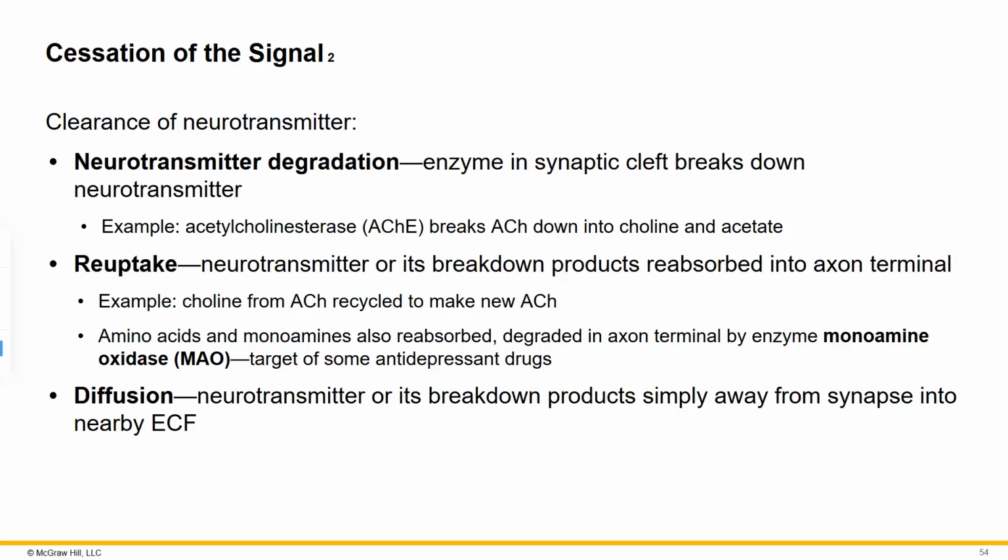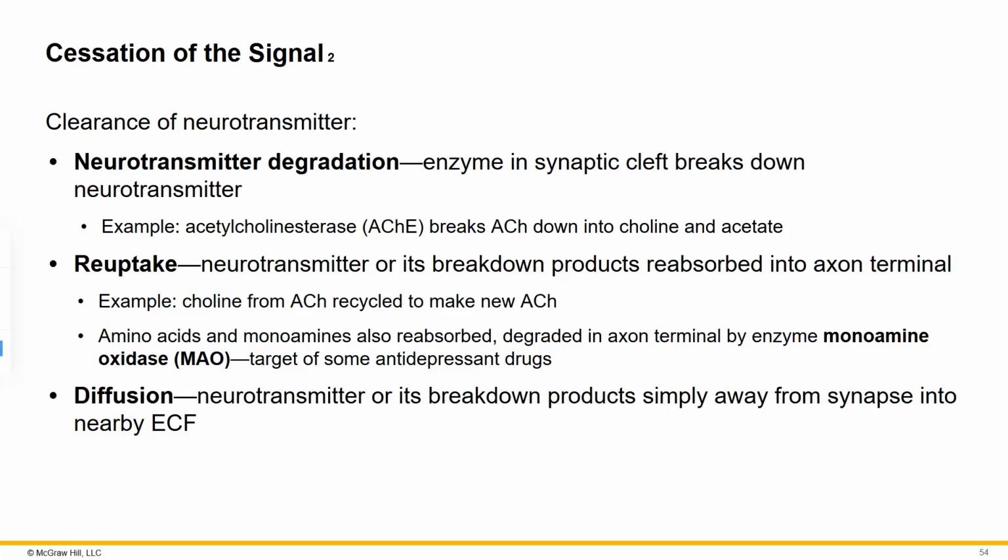Reuptake: sometimes neurotransmitters or their breakdown products are reabsorbed into the axon terminal. For example, choline from acetylcholine is recycled to make new acetylcholine. Amino acids and monoamines are also reabsorbed and degraded in the axon terminal by the enzyme monoamine oxidase, the target of some antidepressant drugs.